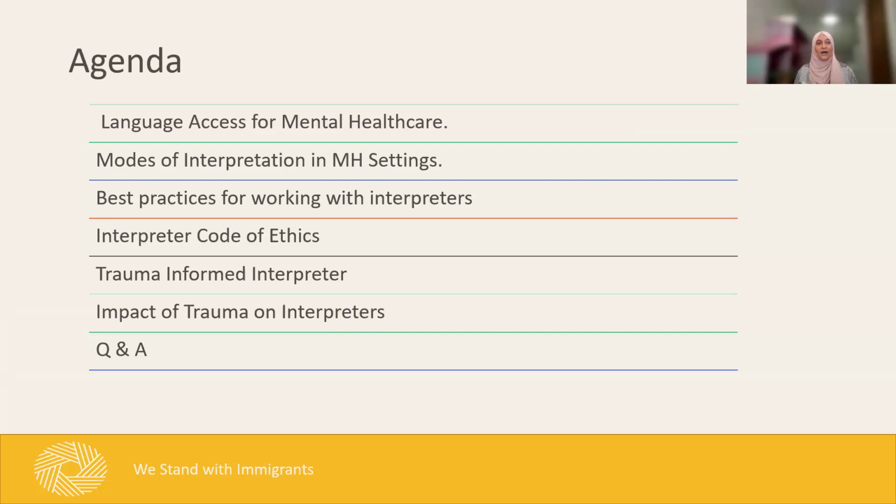This is today's agenda. I will cover language access for mental health care, then go into depth into the modes of interpretation in the mental health setting. It's really important to understand what different types of modes the interpreters utilize in different circumstances. Then, what are the best practices for working with interpreters? Interpreters' code of ethics and standards of practice. Also, the trauma-informed interpreter and the impact of trauma on interpreters. And the last part of the presentation will be addressing your questions and any comments you want to add.